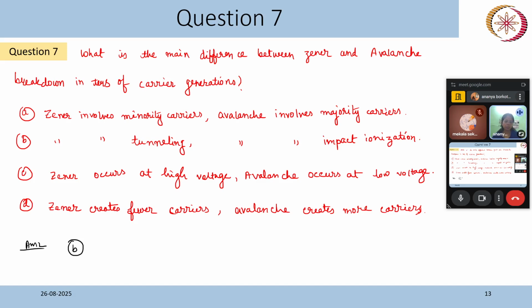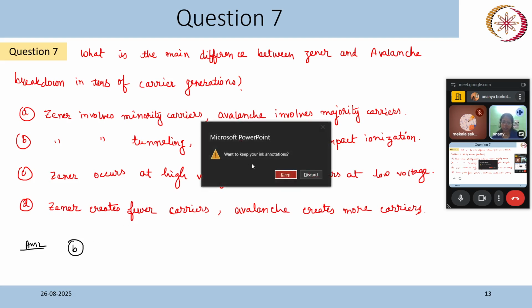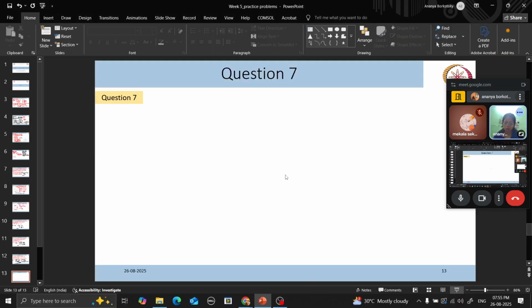This impact ionization is known as the avalanche multiplication, because each time one electron hits, it creates an electron and hole pair. That electron and hole pair can now create 4, because there are 2 electrons now. So this is a multiplication. It's known as that.